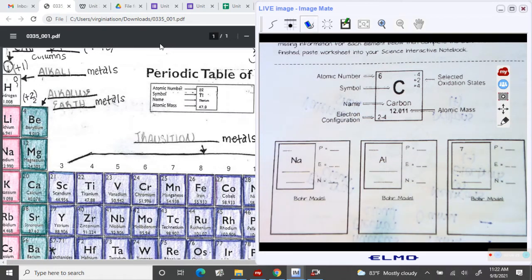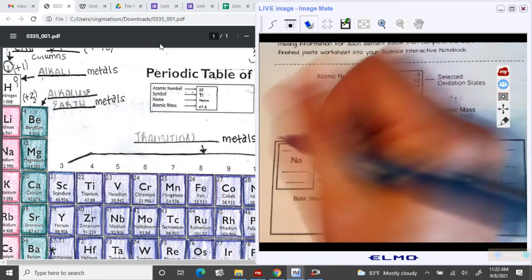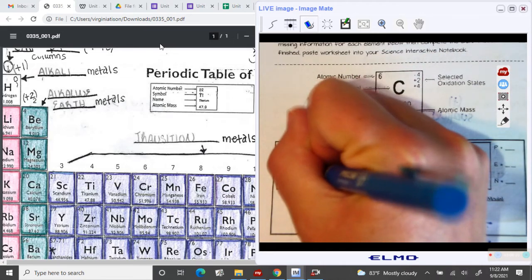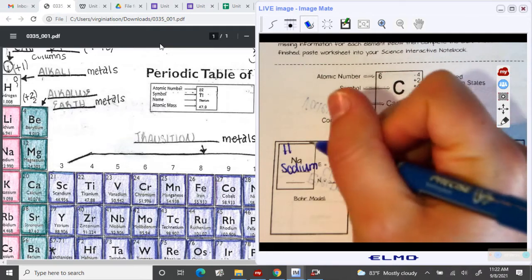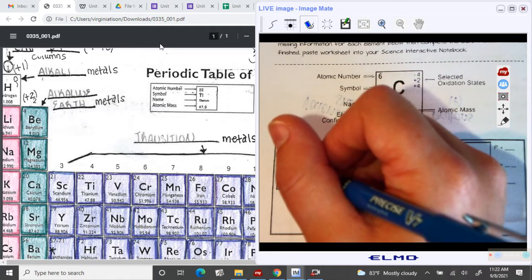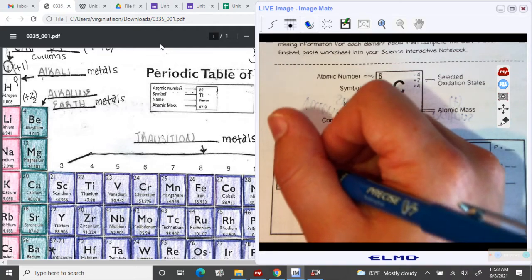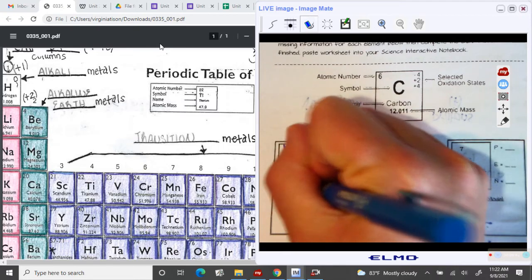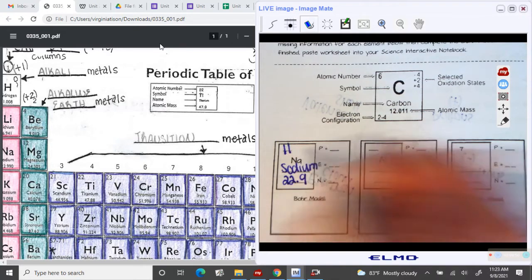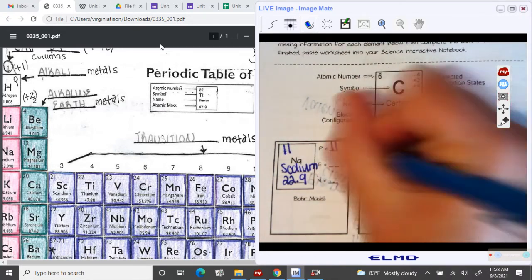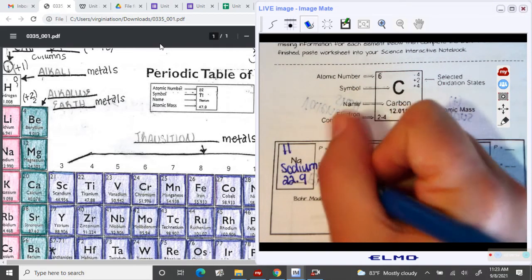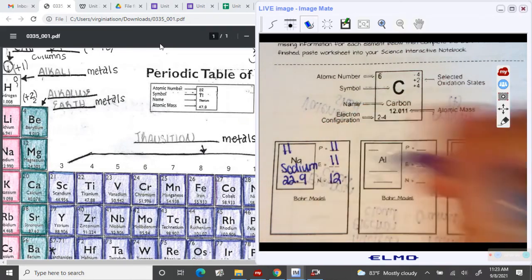So for sodium, my atomic number is 11. The name is sodium. And the atomic mass is 22.9. So I could round that up to 23 if I wanted to. So I know my protons is the same as my atomic number. Electrons is going to be the same as my atomic number. And for neutrons, I'm going to take 23 minus 11. That is going to be 12.